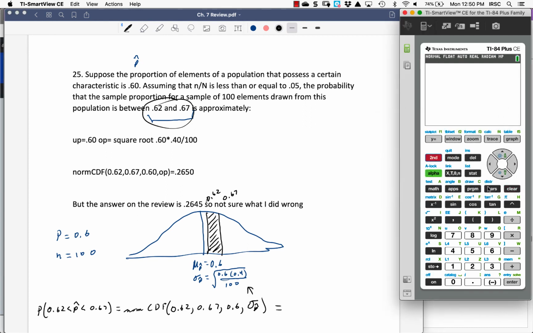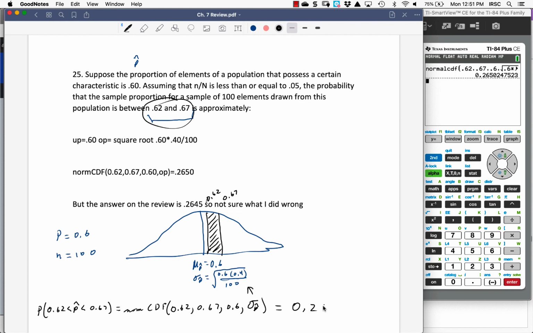All right, so we go to our distribution, our normal CDF, and we put in 0.62. You got to put the decimal or you'll get in trouble. Make sure the decimal's there, 0.67, then 0.6, and then go get our square root symbol and type 0.6 times 0.4 divided by 100. Close the parenthesis and make sure it's all right. I like it. All right, and we get 0.2650. Now that's a little off, but it's well within the 2% margin.